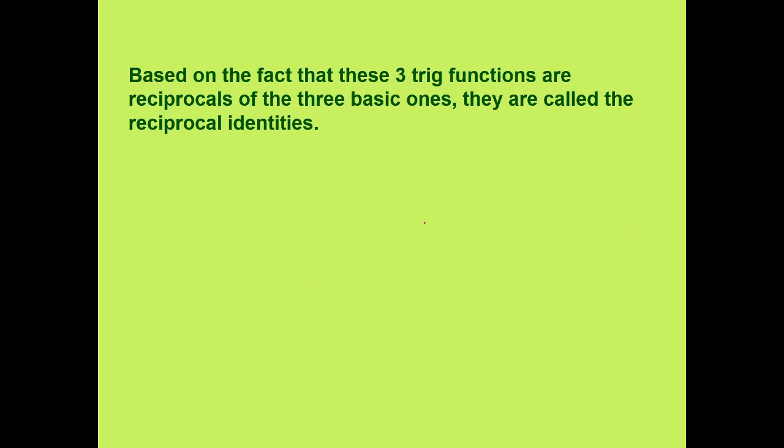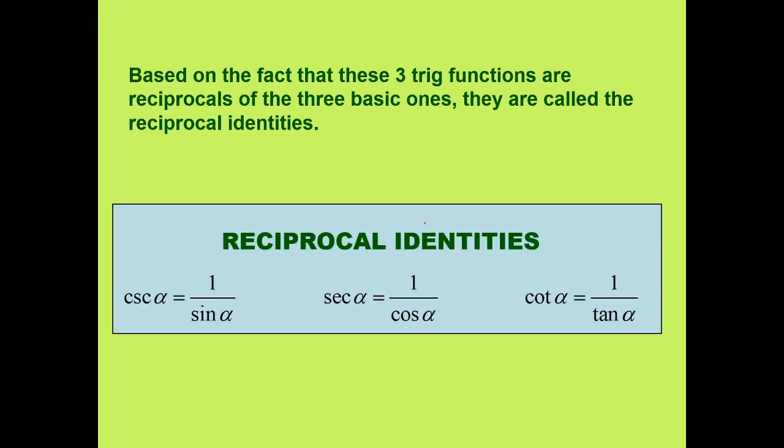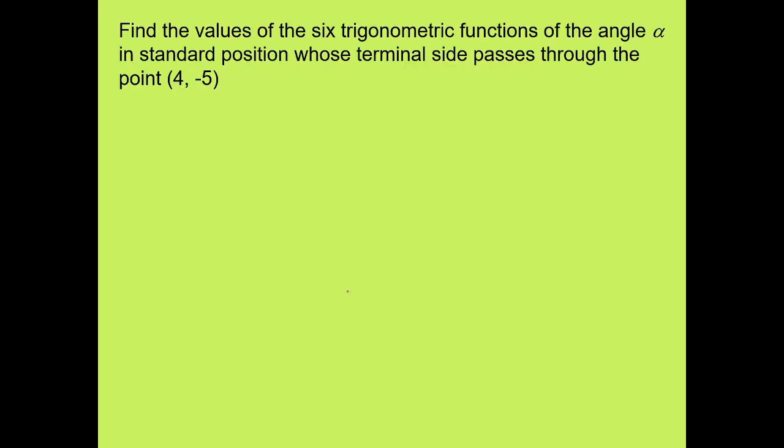Based on the fact that these three trig functions are reciprocals of the three basic ones, they're called the reciprocal identities. Please remember the reciprocal identities. So again, 1 over sine is cosecant, 1 over cos is secant, and 1 over tan is cotangent.